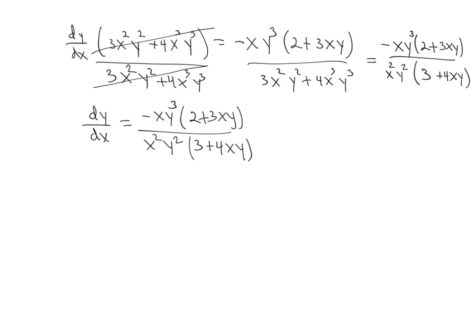So here it is rewritten, and the last thing to do is to simplify. I should be able to cancel one power of x in the numerator with one of the powers of x in the denominator, and similarly this one power of y should cancel with that. Let me rewrite this as -y times the quantity 2 plus 3xy, all divided by x times the quantity 3 plus 4xy. And that's the solution to this problem in final form.